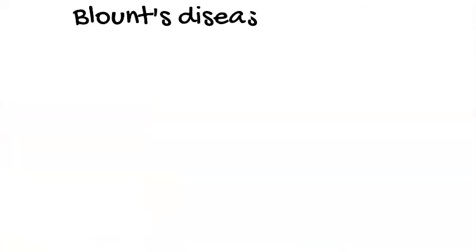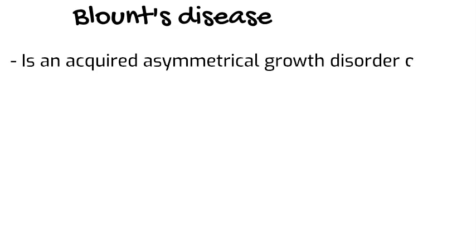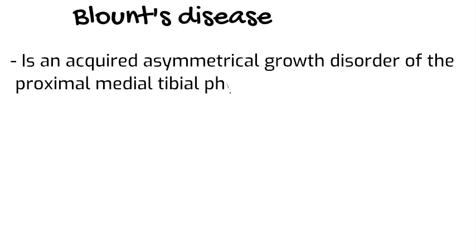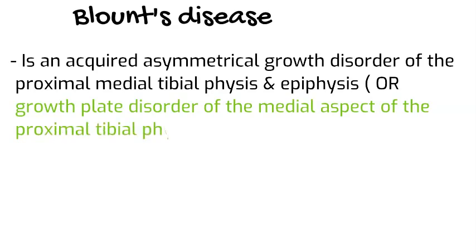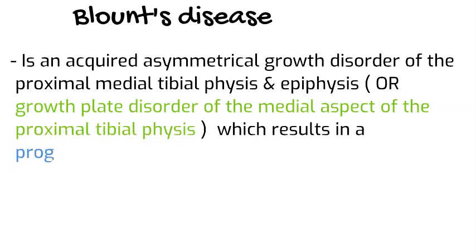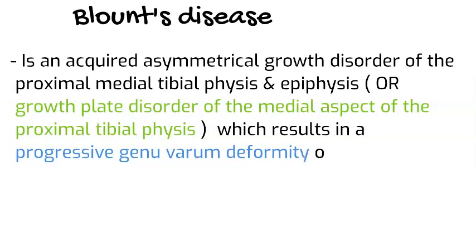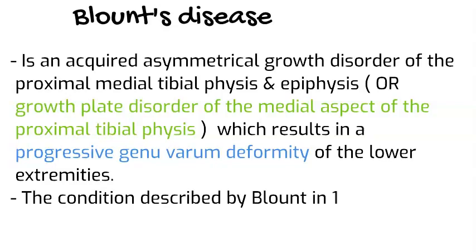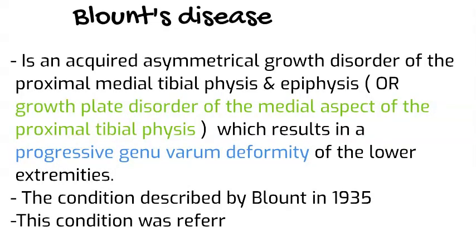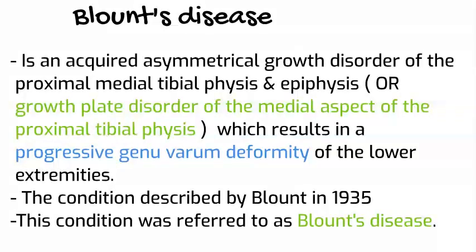Blount's disease is an acquired asymmetrical growth disorder of the proximal medial tibial physis and epiphysis, or a growth plate disorder of the medial aspect of the proximal tibial physis, which results in a progressive genu varum deformity of the lower extremities. This condition was described by Blount in 1935. This condition was also referred to as Blount's disease.